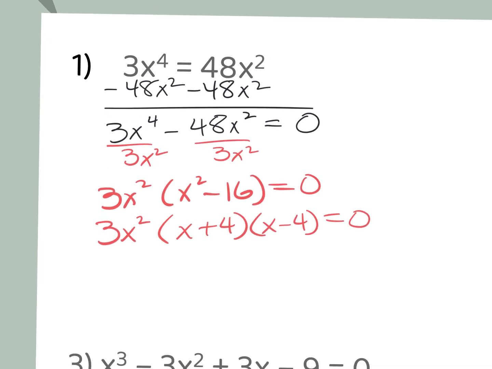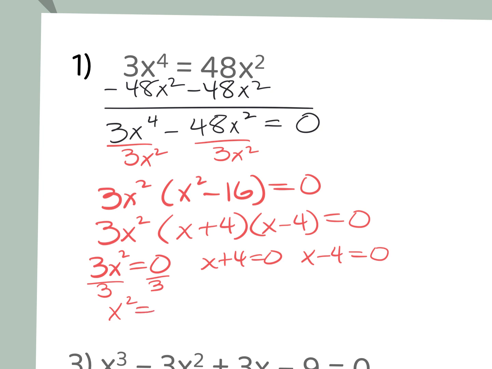So I'm going to take my first factor, that GCF, 3x squared, set that equal to 0, set the x plus 4 equal to 0, and then the x minus 4 equal to 0. For the first one, divide by 3, and I get x squared equals 0. Technically, I should be square rooting both sides and getting plus and minus 0, but there is no positive or negative 0. So actually, this is counting for 2 of my answers.